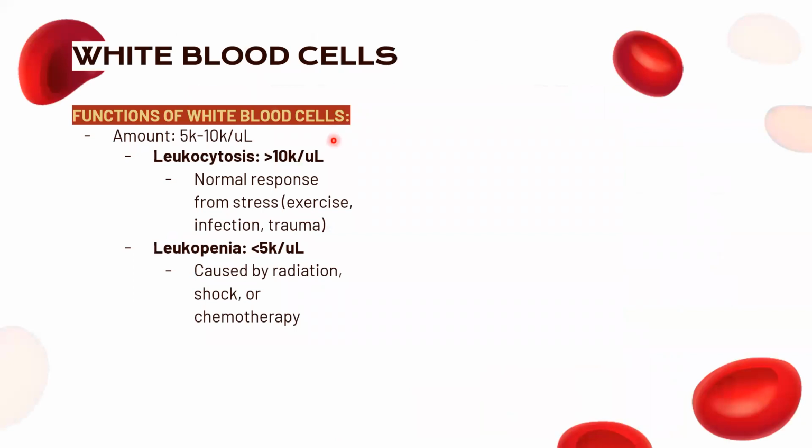So what are the functions of your white blood cells? The white blood cells function as soldiers of the body for protection. There is leukocytosis when there is a count of more than 10,000 per microliter, a normal response to stress, including exercise, infection, and trauma. Leukopenia is a decrease in the count of the white blood cells. It can be caused by radiation, shock, or chemotherapy.